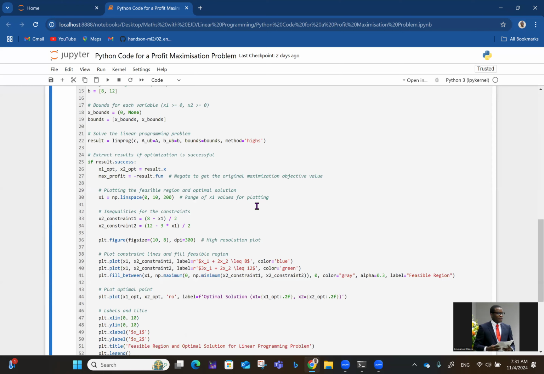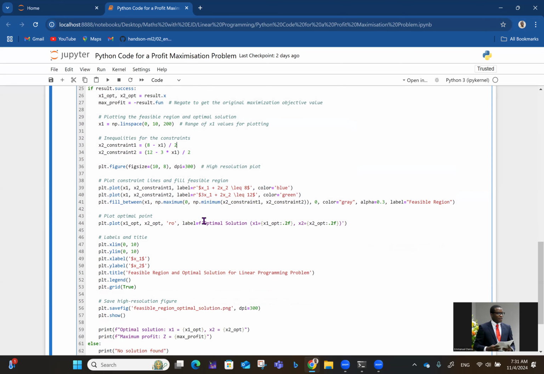So now I also need to show the plot. That's what I'm doing here. To show that, it's more or less like what I did the other time. x1 now we want to plot between 0 and 10, the range of x1 values for plotting. And then you can solve x2 from the constraints in terms of x1. This is more or less like what I did by solving the simultaneous equation to get 2 and 3 for x1 and x2 correspondingly.